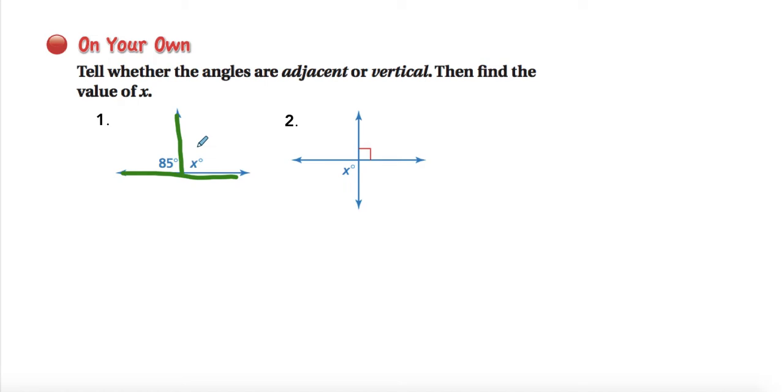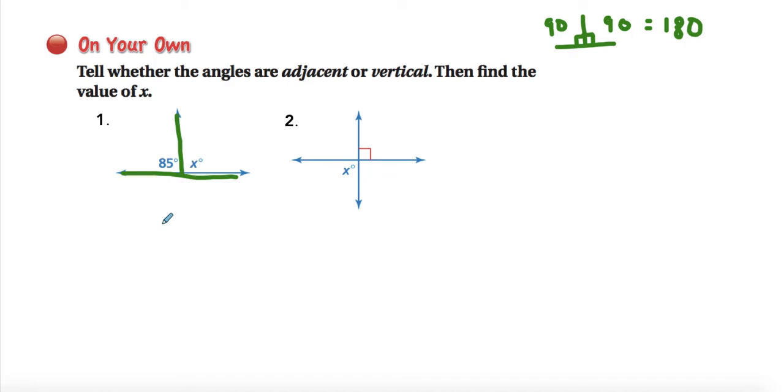Here I can also see that the sum of both of these angles are going to equal 180 degrees. I know this because if I had two right angles, I would have 90 plus 90, which would equal 180. Whenever you have a straight line, those two angles will equal 180 degrees.